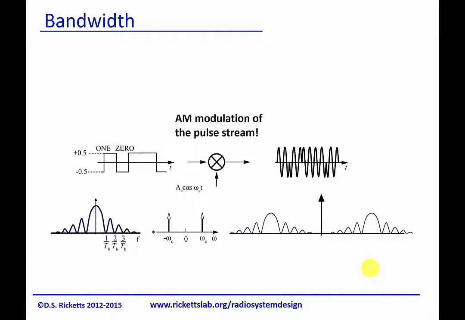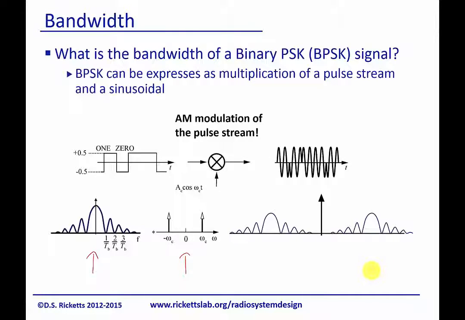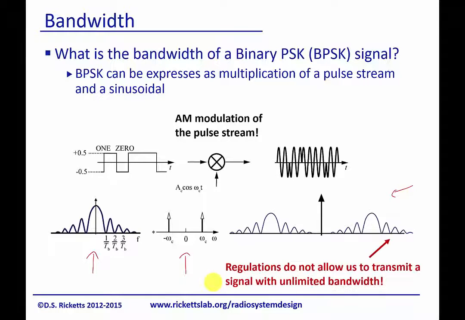So let's take a look at the bandwidth of a binary phase shift key. So we've got our digital pulse stream down here on the left, and we've got our cosine, and if we're multiplying in the time domain, we just do a convolution in the frequency domain. And we end up with the spectrum shown here, and as I said, we can't transmit all of this extra amount that we'd like to.